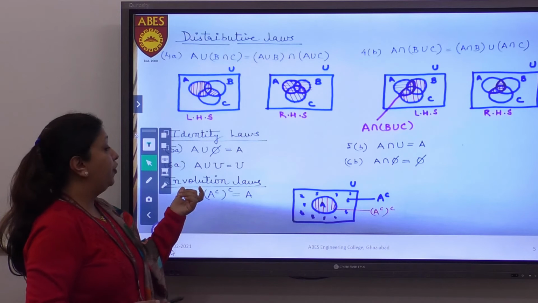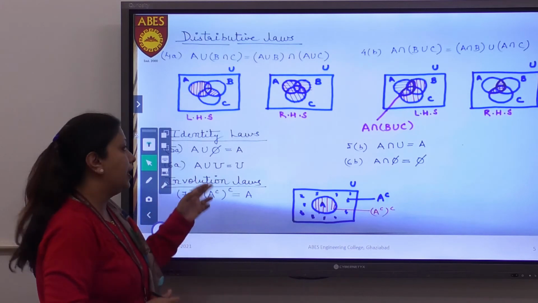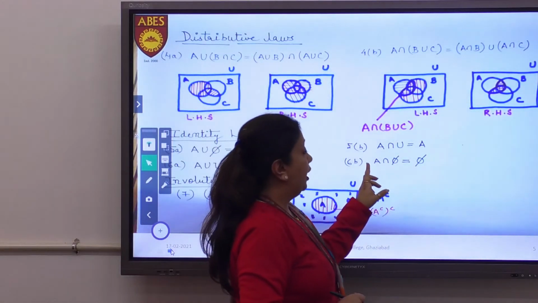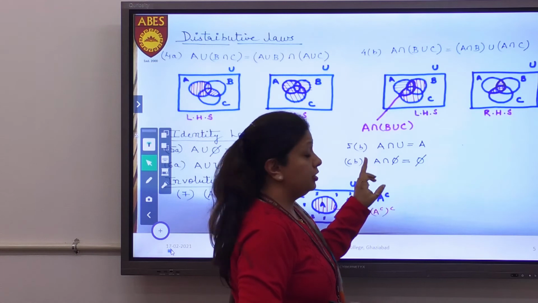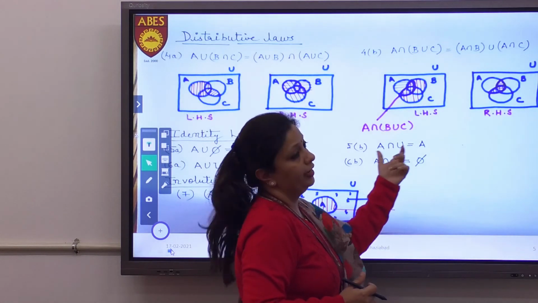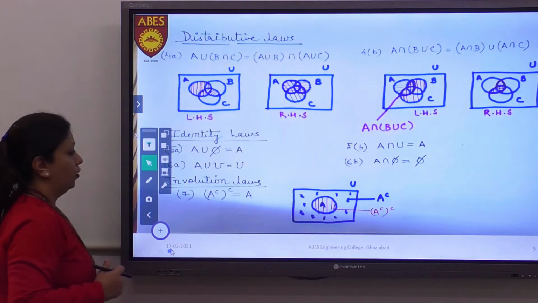Next we have, if I take a set A and its union with the universal set, I will get a bigger set, that is the universal set. And the last one is, if I take A intersection phi, that is the null set. So what will I get? The null set contains nothing, so I will get the set phi itself. So these are the identity laws.